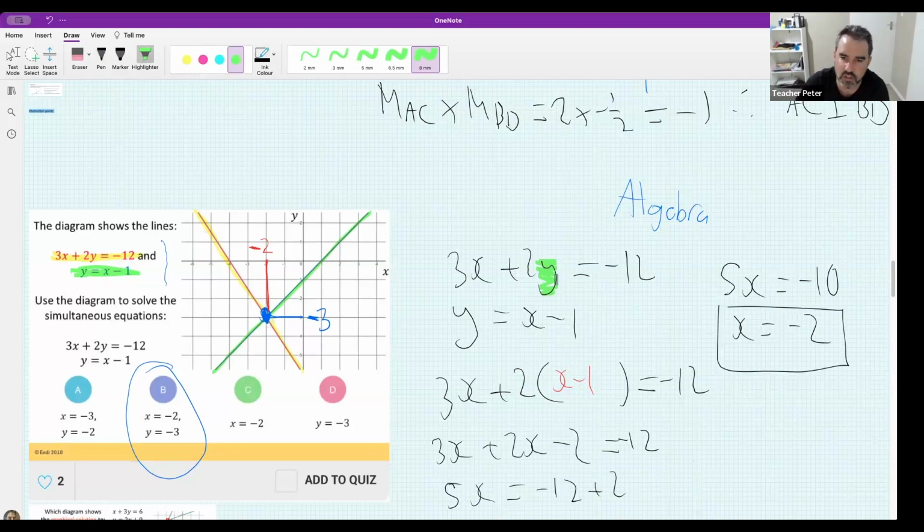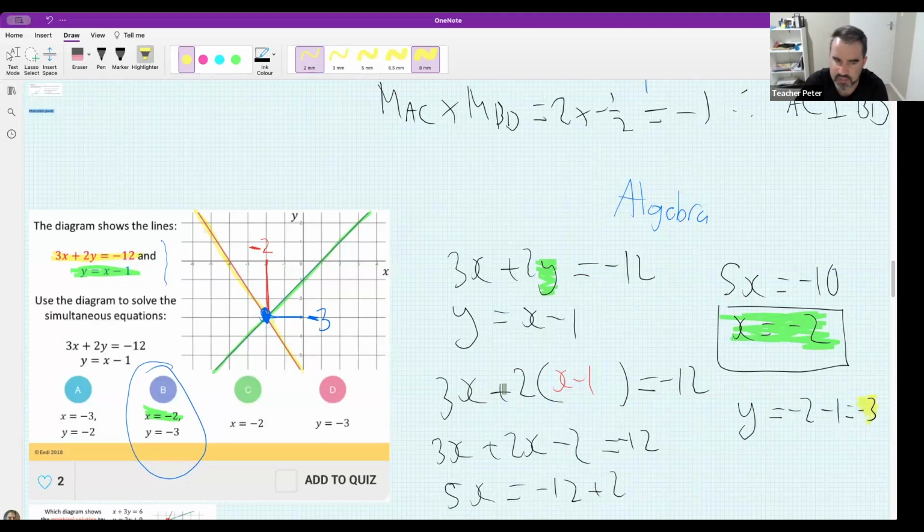And this is great news because look at what we got over here. We got x is -2. So the algebra and the graph are doing the same story. How do we find y? Well, we have the equation y equals x minus 1. We know x is -2, so take away 1. We get -3. And that's exactly what the graphic showed here. Okay, so just be aware that intersection points are really just the simultaneous solution to two straight line equations.